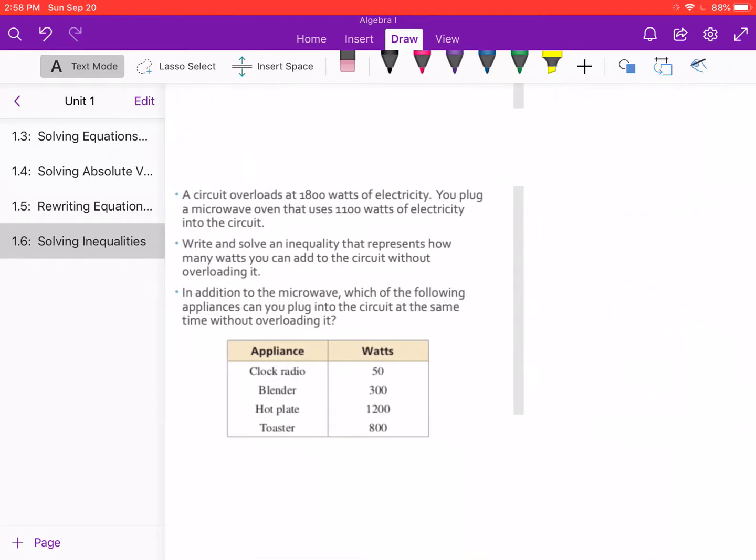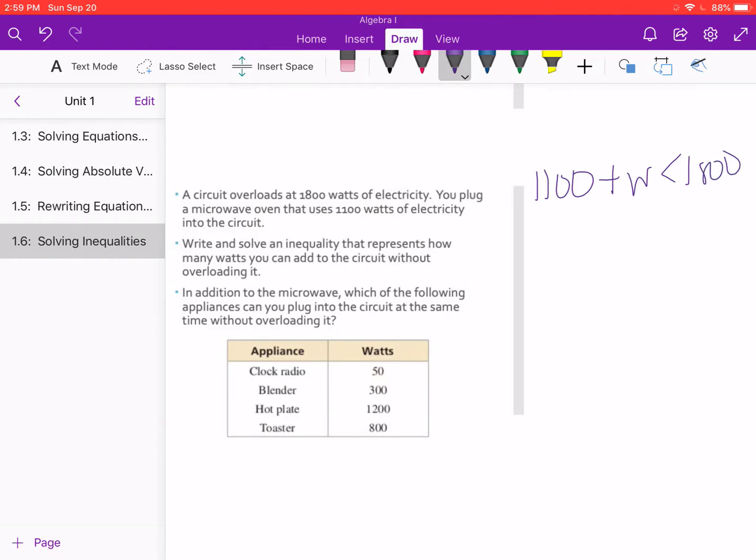So, we're already using 1100 watts. We can add more to it, but we don't know quite how much it is, so I'm going to say it plus W. Since it overloads at 1800 watts of electricity, I want less than 1800. And do I want an equal to? Well, based on the context of the problem, it's going to overload if we have exactly 1800. So I'm just going to leave it as less than.